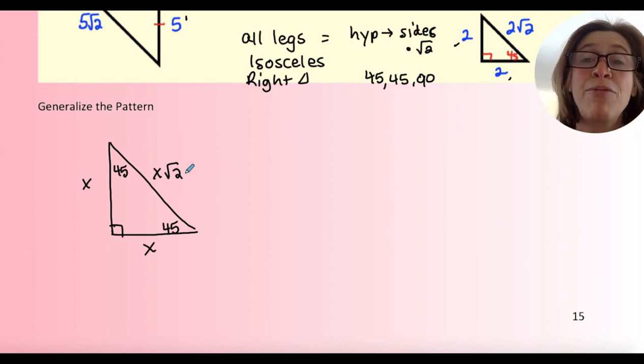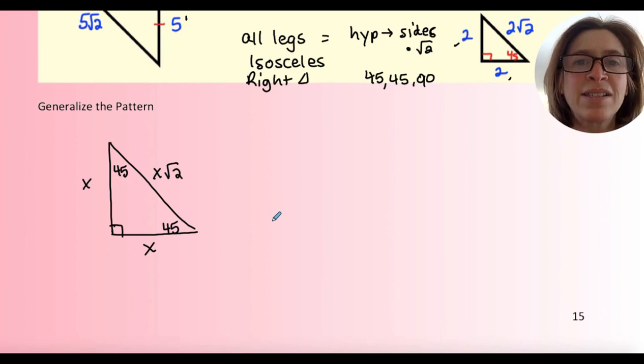All right, we're going to pick up from this tomorrow in class. We're going to do some investigation as to why that works. And we're going to look at when the hypotenuse is a whole number.